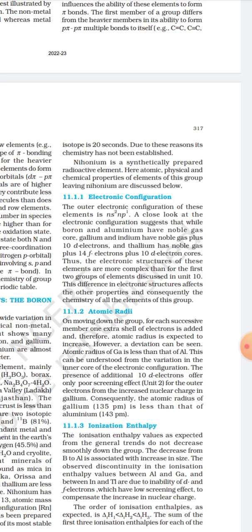Atomic radii. On moving down the group, for each successive member, one extra shell of electrons is added and therefore atomic radius is expected to increase. However, a deviation can be seen. The atomic radius of gallium is less than that of aluminium. This can be understood from the variation in the inner core of the electronic configuration. The presence of additional 10 d electrons offers only poor screening effect for the outer electrons from the increased nuclear charge in gallium. Consequently, the atomic radius of gallium, 135 picometer, is less than that of aluminium, 143 picometer.